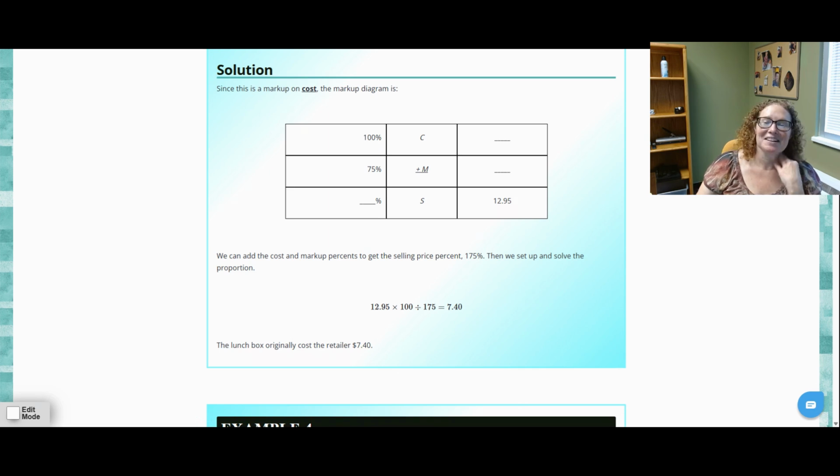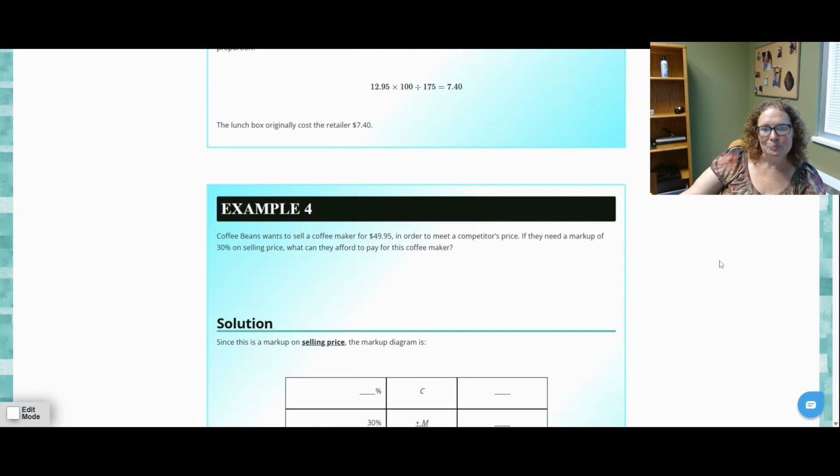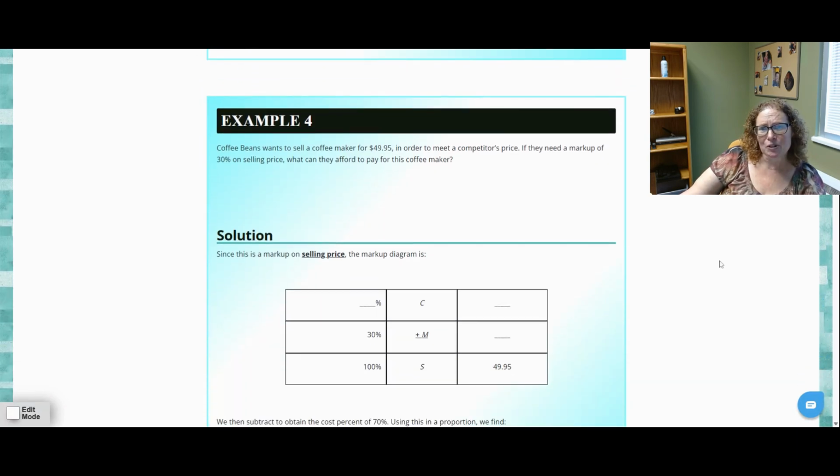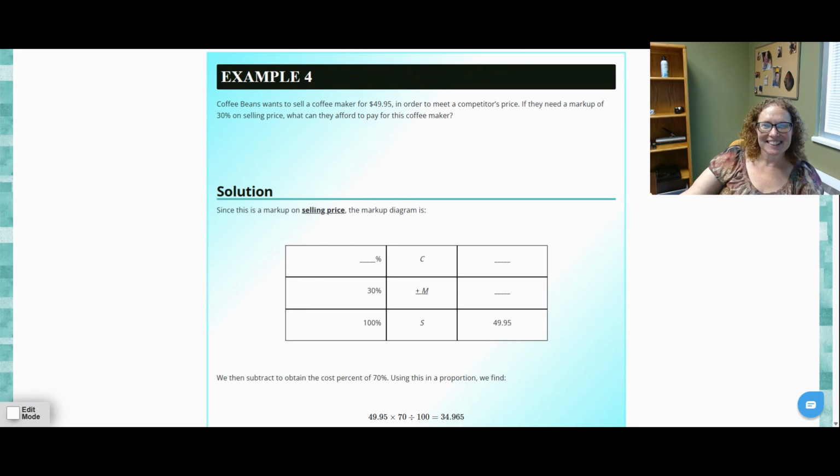Again, you can find that markup. It's not asking you for it, but you can find it, and you can say $12.95 minus $7.40, and that's going to be the markup. That also will help you if you need to check your work.